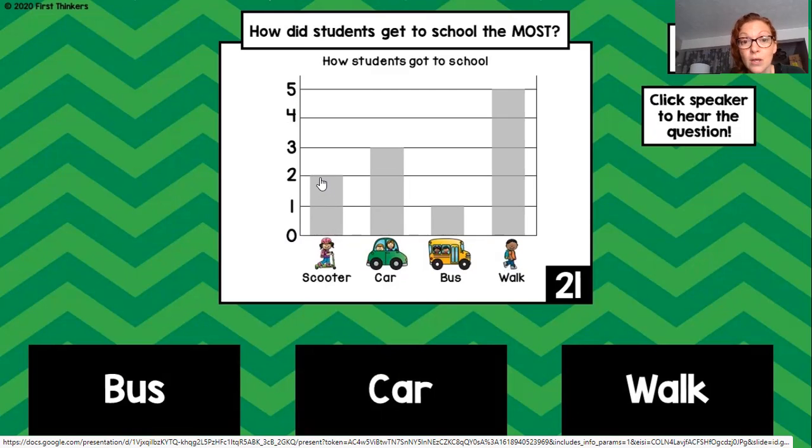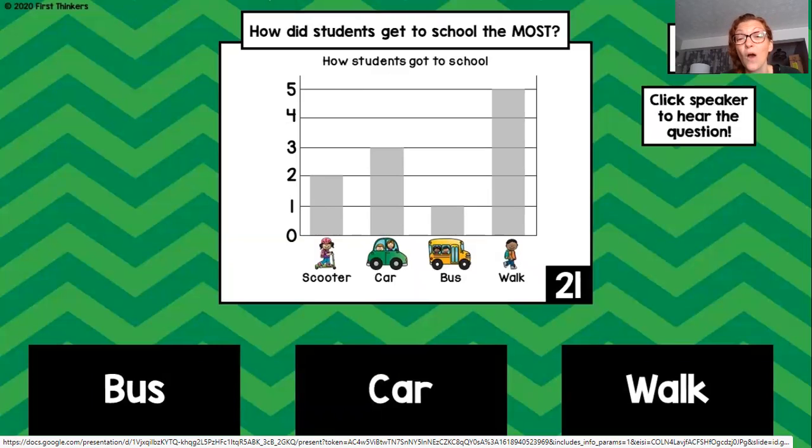Let's see, scooter, 2 people. The car, 3 people. Read it the same way. The bus, 1. We follow the line all the way over. Then walkers, let's see, 5 people walk. Okay, how did students get to school the most? Remember, most means the biggest. So which one has the biggest number? Which one has the most students voting for it?